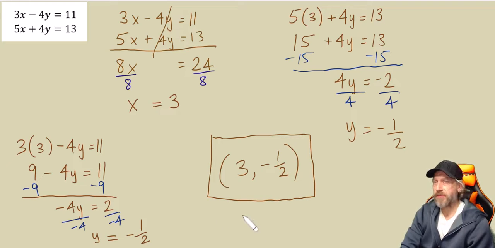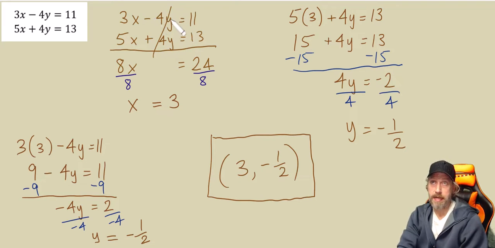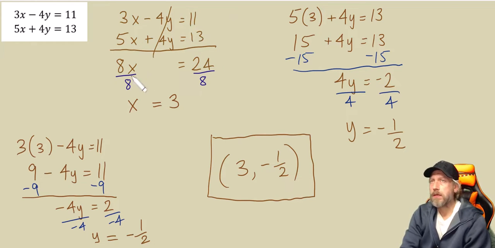Here's the solution I found. X equals positive 3, y equals negative 1/2. So I liked the alignment of the equations. I found that the y terms will zero out, negative 4y with positive 4y. The additions, 3x plus 5x equals 8x. For the constants, 11 plus 13 equals 24. Solving for x, we divided by 8 both sides. Here's where I am right now. And that led us to our first solution, x equals 3.